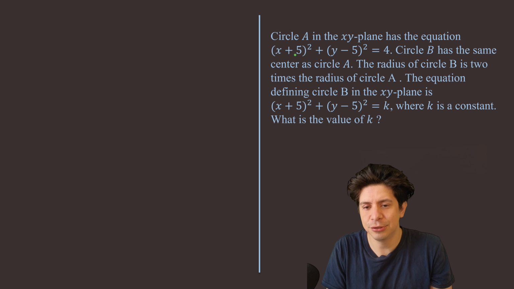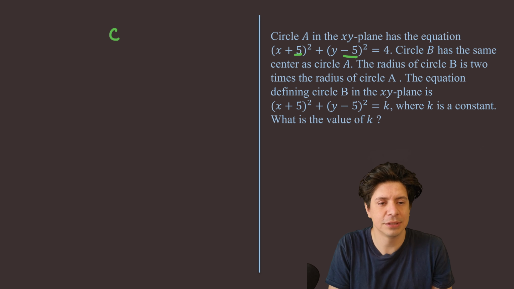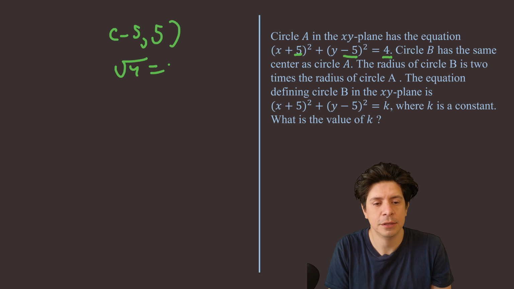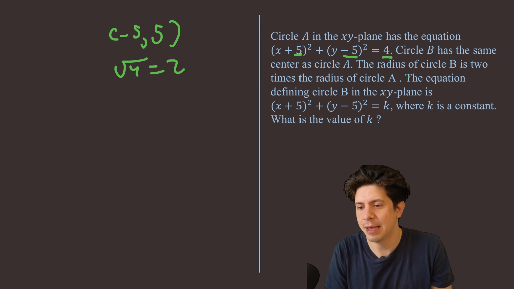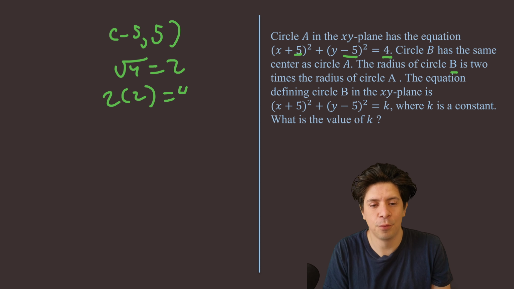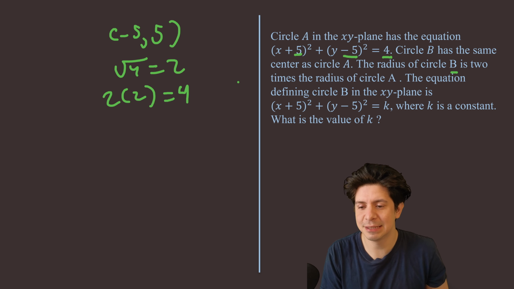So the center is based off of this. The center is the negative of each of these, so the center is (−5, 5), and the radius is the square root of this, so the radius would be the square root of 4, so it's 2. That means the radius of circle B is 2 times 2, which gets us 4. Many people will put the answer as 4, but we're missing one last step.